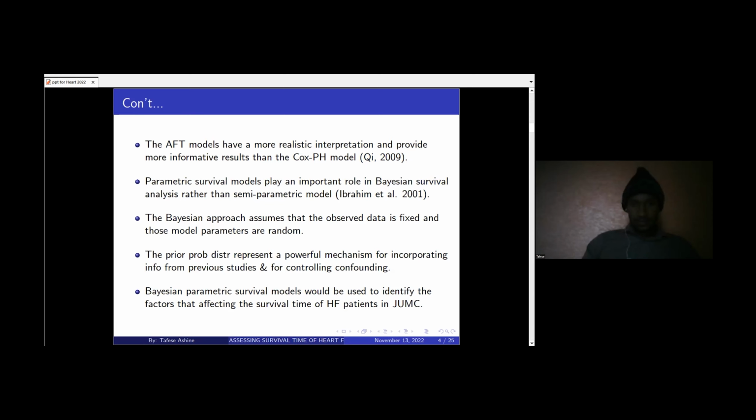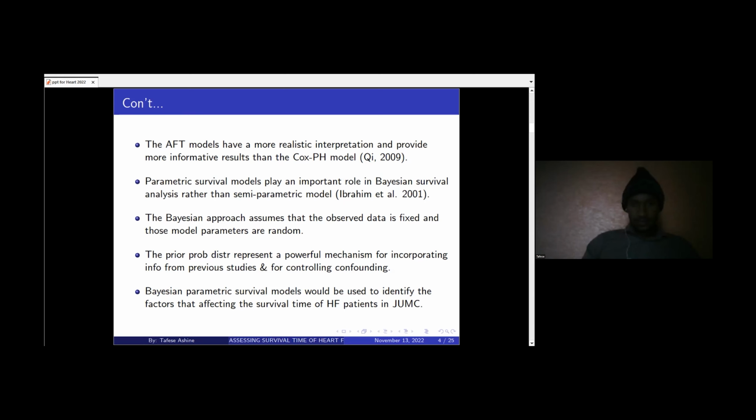The Bayesian approach assumes the observed data is fixed and the model parameters are random. The prior probability distribution represents a powerful mechanism for incorporating information from previous studies and for controlling confounding. A Bayesian parametric survival model would be used to identify the factors that are affecting the survival time of heart failure patients in Jimma University Medical Center.